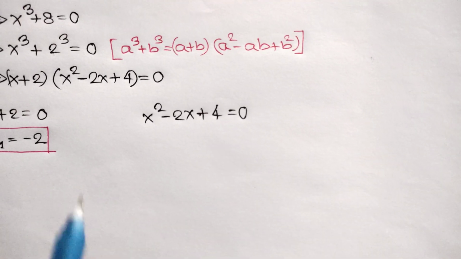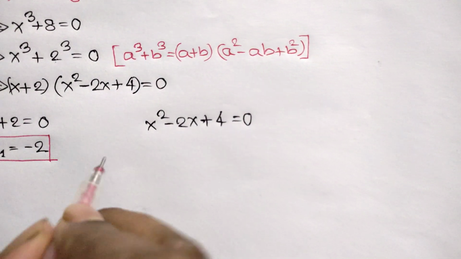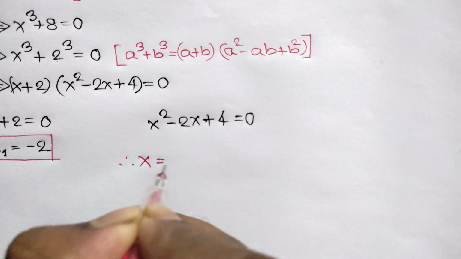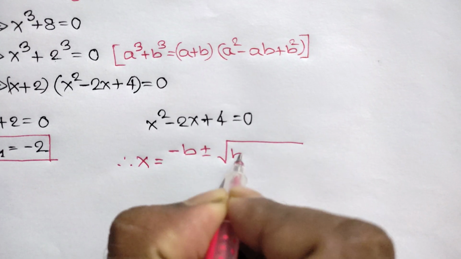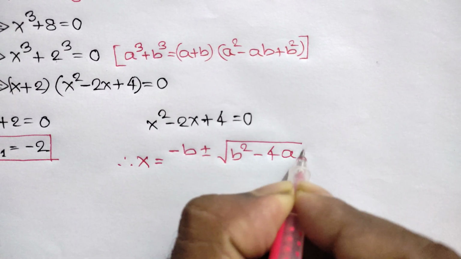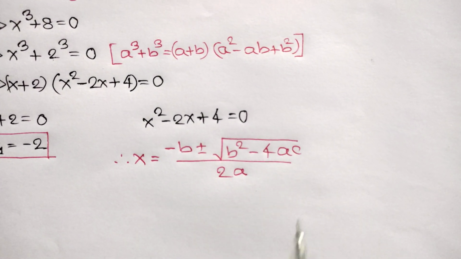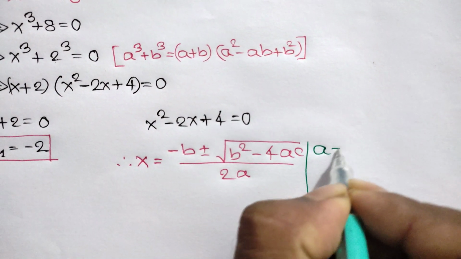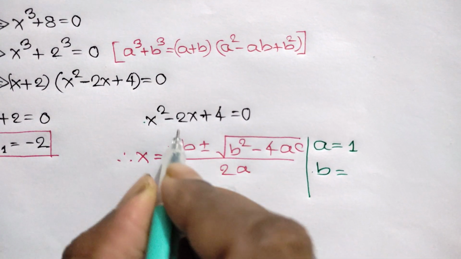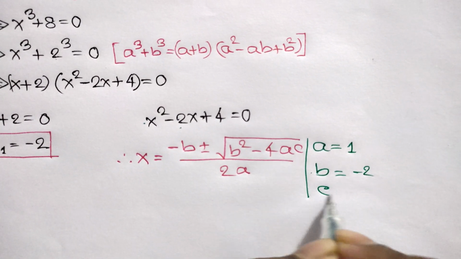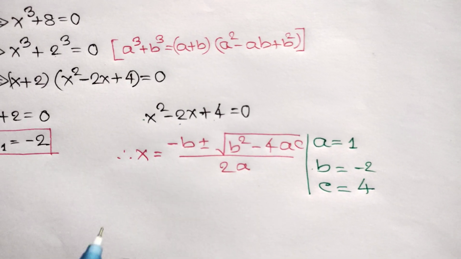Now here we can use the quadratic formula, so we can write here x is equal to negative b plus or minus square root of b square minus 4ac, over 2a. Here a is equal to 1, b is equal to negative 2 and c is equal to positive 4.